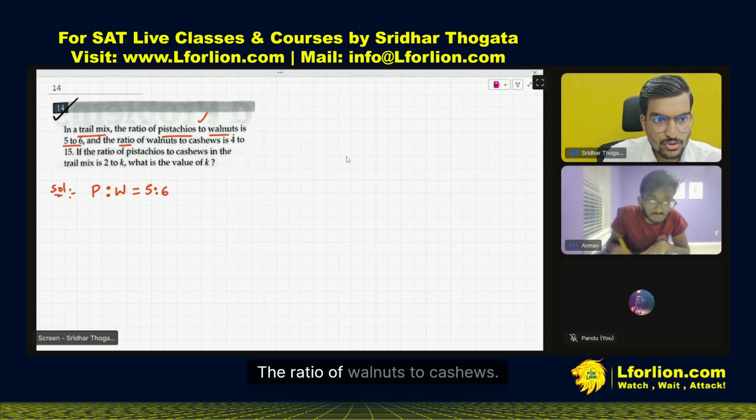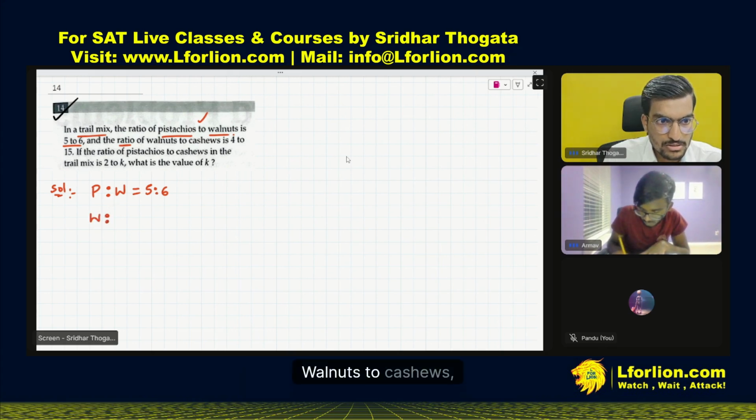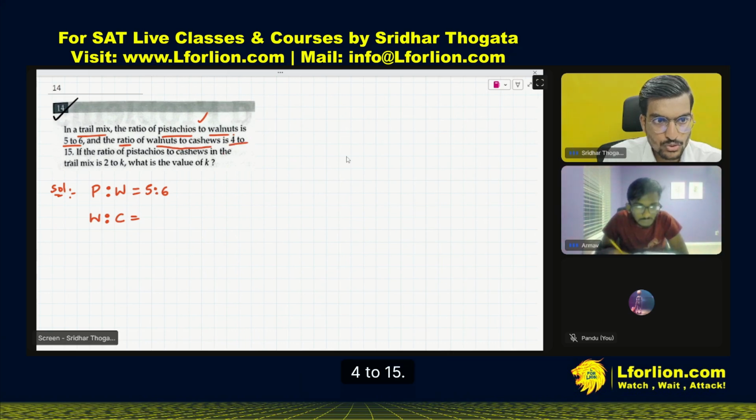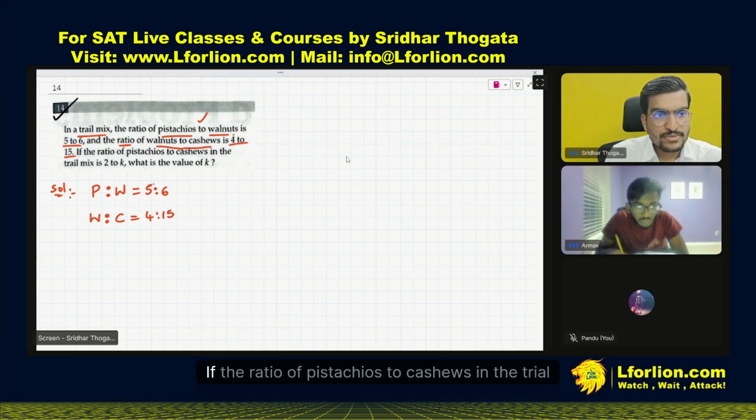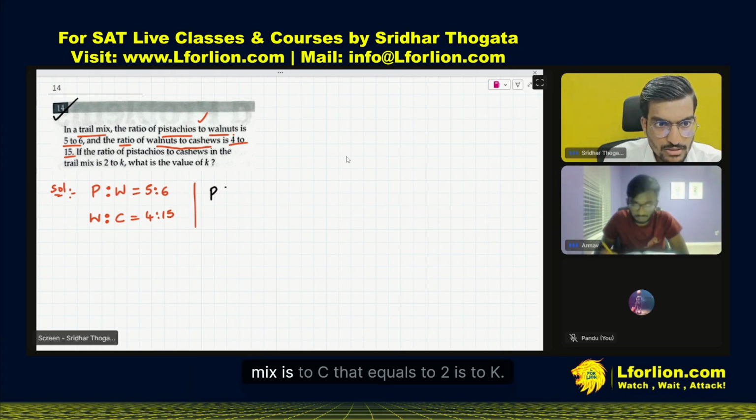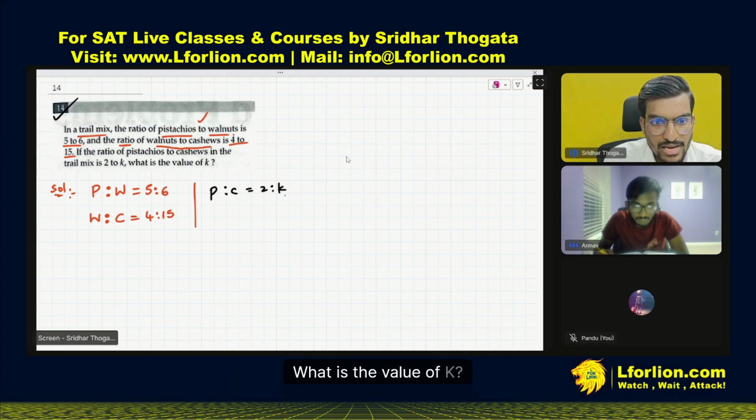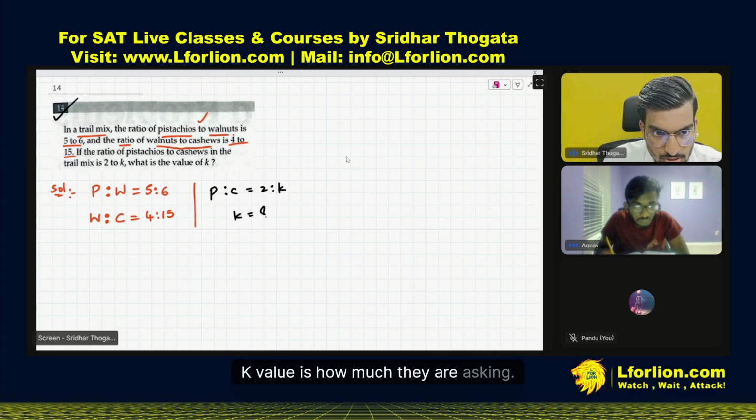The ratio of walnuts to cashews equals 4 to 15. I'm writing it as 4 is to 15. If the ratio of pistachios to cashews in the trail mix, P is to C, equals 2 is to K, what is the value of K? They are asking for the K value.